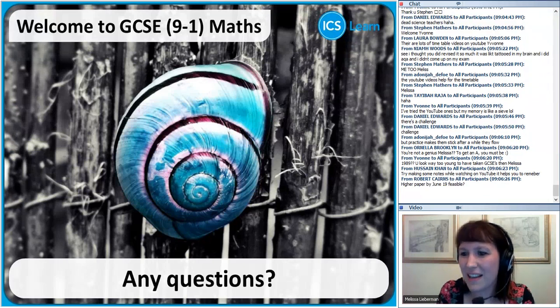Higher paper by June 18. It's definitely feasible depending on what your starting point is. It's so hard to say because there are so many factors involved. It depends on what your starting point is. I hate to say this, but some people find maths much easier than others, so some people might just need to work a lot harder at it. You will definitely get there if you're determined and you work hard.